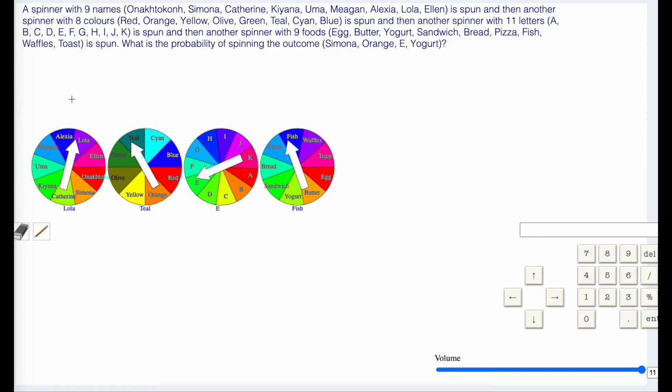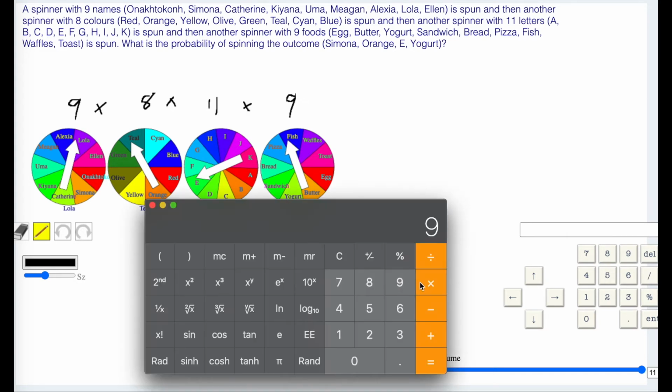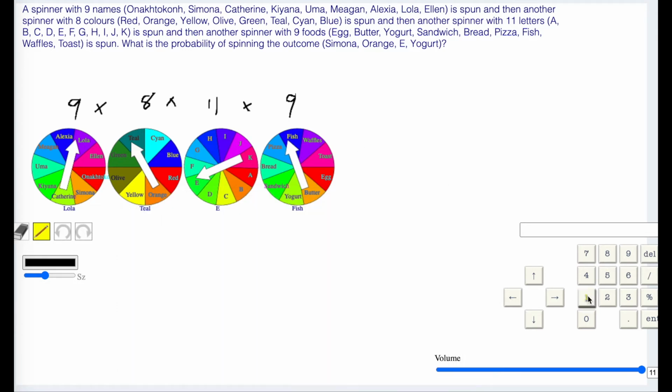So the basic counting principle tells us that we've got 9 here, and times 8 times 11 letters times 9 foods. 9 times 8 times 11 times 9 is 7,128. And this is going to be 1 outcome out of that. 1 out of 7,128.